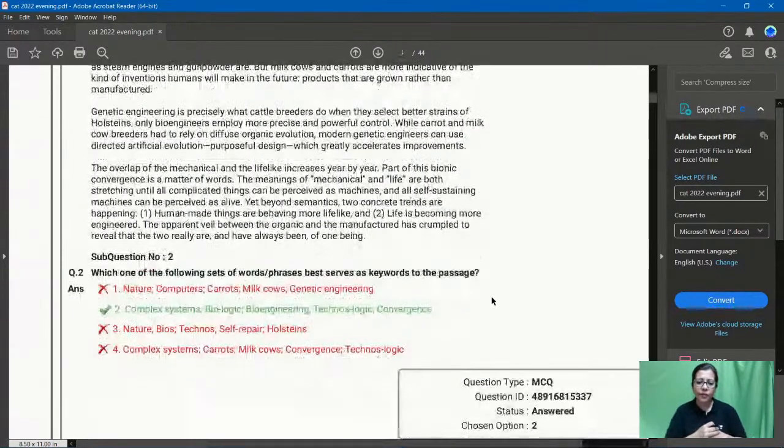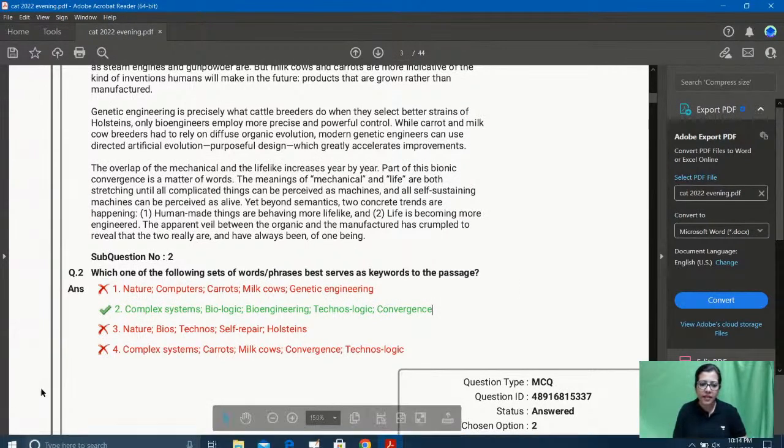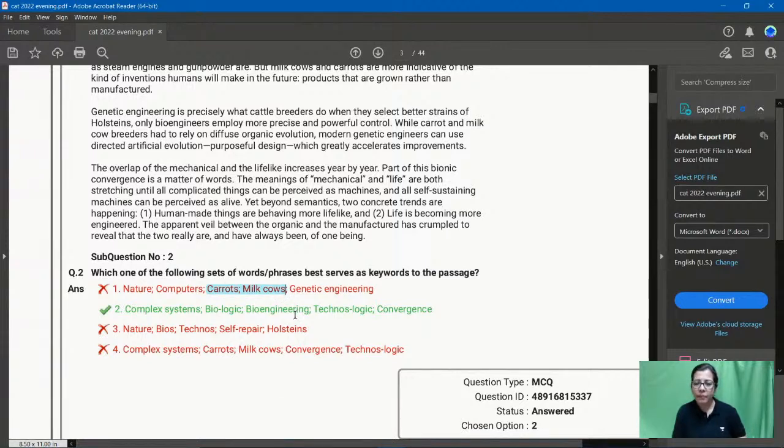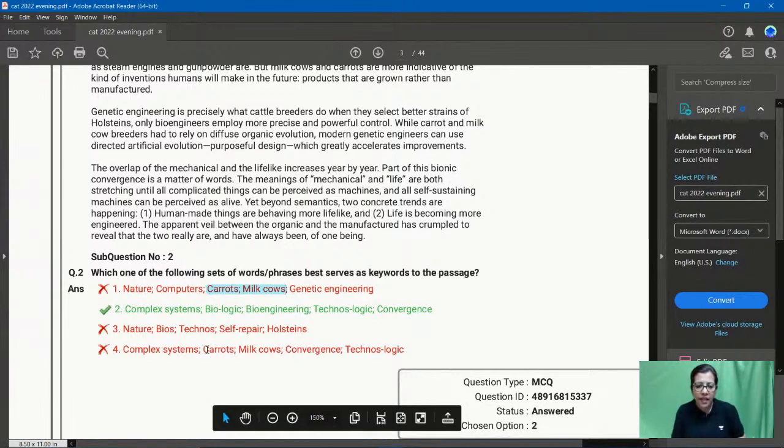देखो यहाँ. Which one of the following sets of words phrases best serves as keywords to the passage? Keywords means connected with the essence. Now, when I talk about the essence, you can see here carrots and milk cows. I'll mark this over here. This is out. Main idea mein carrots, milk cows. I saw these were examples given in 1 paragraph. Same goes for option 4. These 2 are out. It makes my work so much easier in an instant.